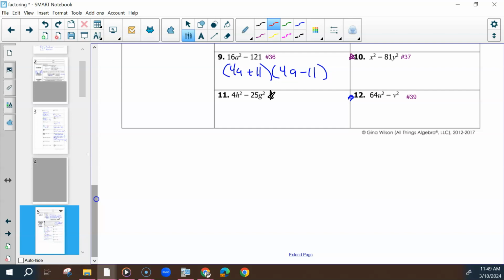4A plus 11. Number 11. What would those factors be? 2H plus 5G, 2H minus 5G. Questions on any of these so far? Okay. How would you do 6?